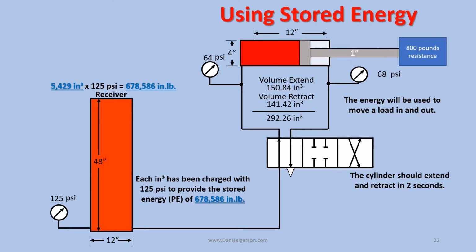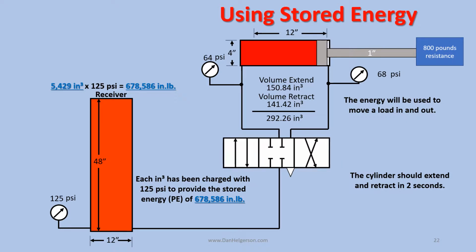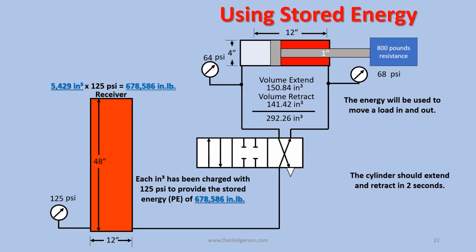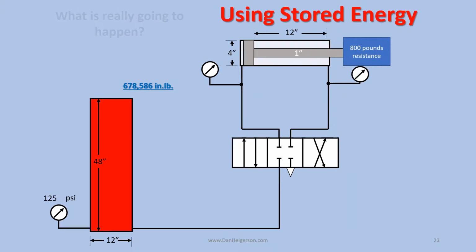We want the cylinder to extend and then retract in 2 seconds. So when we shift the valve, we find that this is what we want. We want it to extend out in 2 seconds. We then want it to retract in 2 seconds, and things seem to be doing very, very well. However, what is really going to happen here?